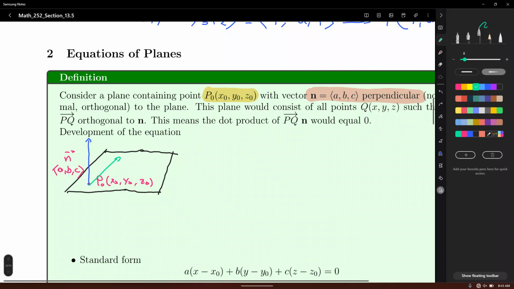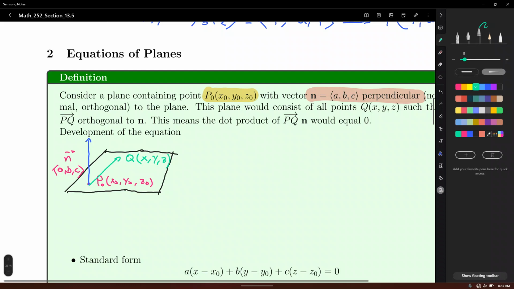Well, what are the components of that vector? Those components are going to be obtained from the same initial point that's contained on the normal vector and any other random point on the plane. Let me call this point Q. And this point Q will be another point x, y, z, not anymore x naught, y naught, z naught, because there are infinitely many choices for those points Q.